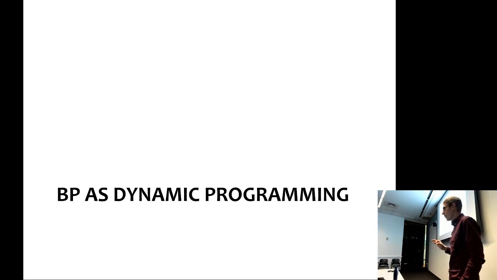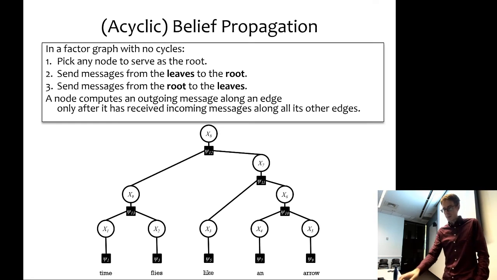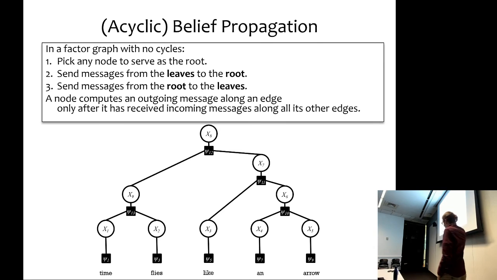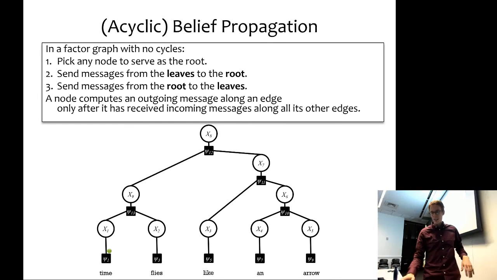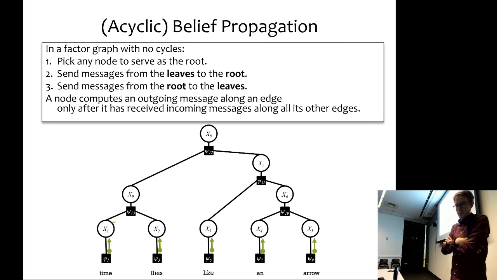Okay. So now we can actually think about this more generally as a dynamic programming algorithm. And so we can think about a factor graph like this one, where we have, say, time flies like an arrow, a sentence. And what we're going to try to do is actually label the syntax tree for this sentence. And so we could say that we're going to pick any node to serve as the root. I'm going to pick x8 because it's at the top. And then we're going to send messages from the leaves to the root. And then we'll send messages back down from the root to the leaves.